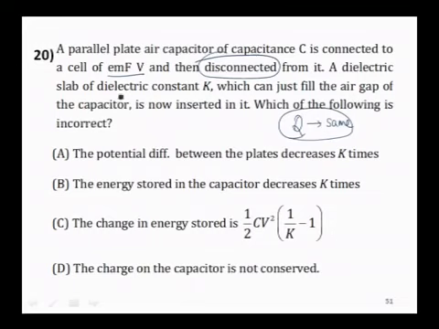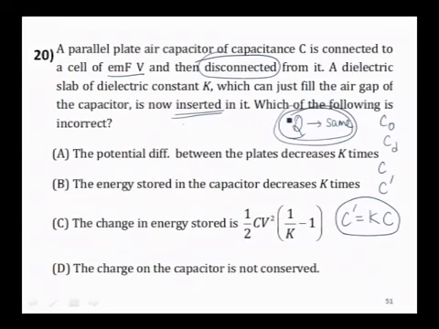Then a dielectric slab of dielectric constant K, which can just fill the air gap of the capacitor, is inserted. That means before there was no dielectric, you should take it as C naught. After you have a dielectric, you should take it as C D, or you can just take it as C and C dash. So because you have inserted a dielectric, this capacitance increases K times. So this and this together should give you all the other answers. So that is the way you have to practice doing questions of this kind. So let us do it step by step.